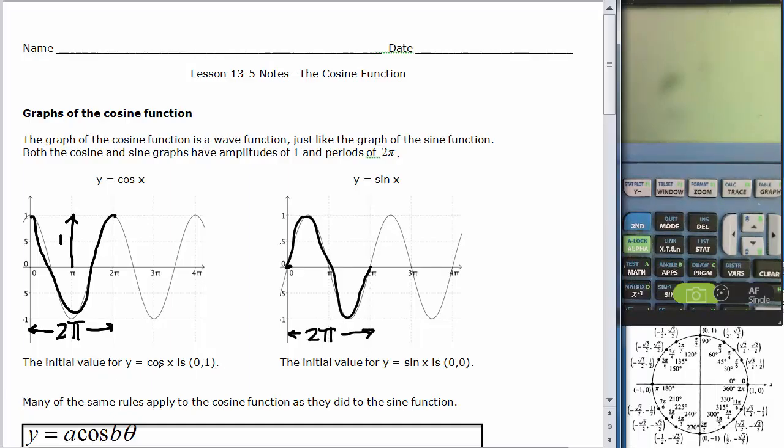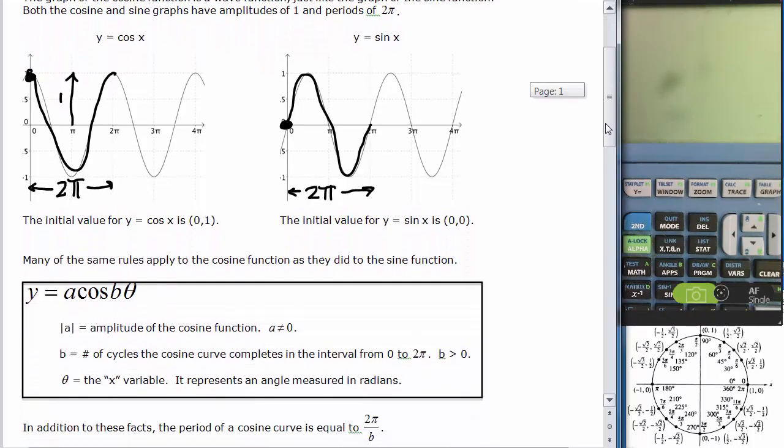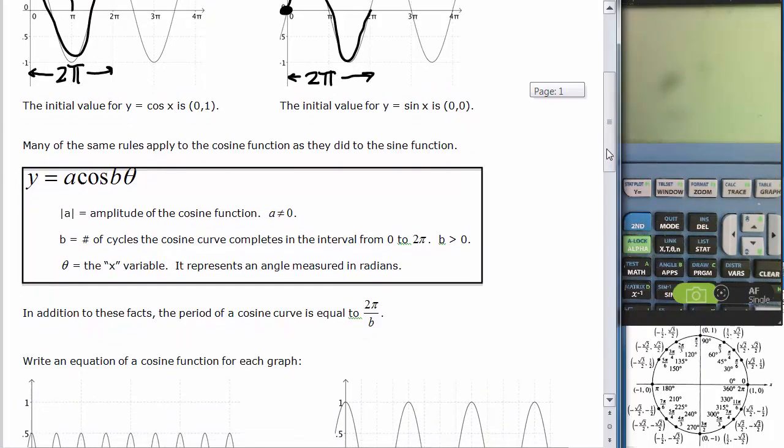The initial value for the cosine function is 0, 1. That means at 0, right here is our initial value for cosine. The sine function is at 0, 0. But both these graphs repeat cycles every 2 pi. They're both cyclical graphs. They're both wave functions. Many of the same rules apply to the cosine function as they do the sine function.